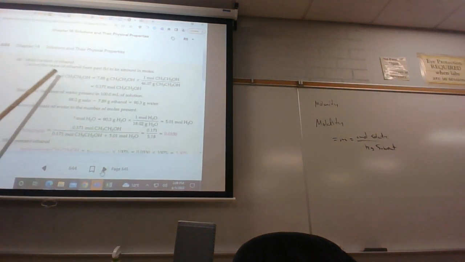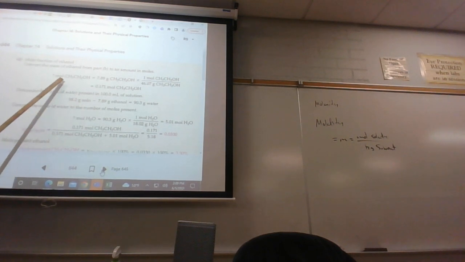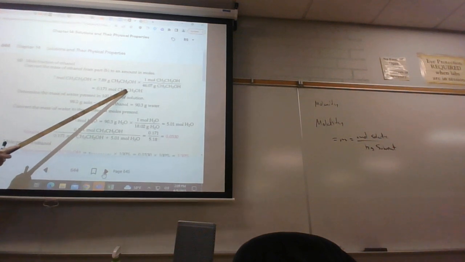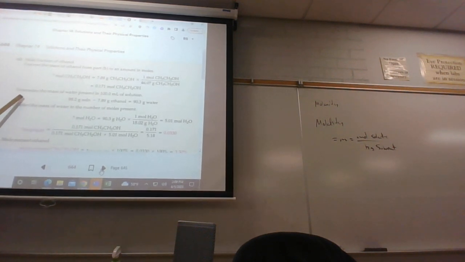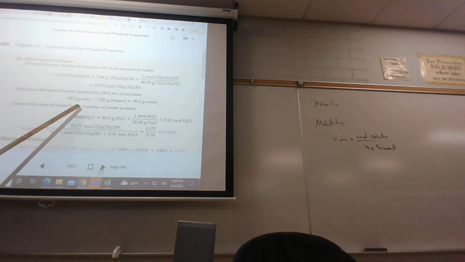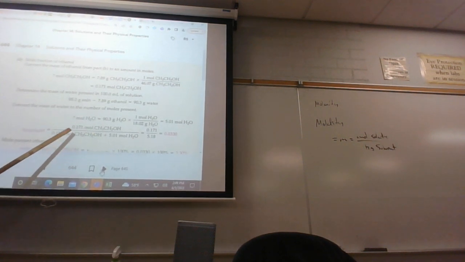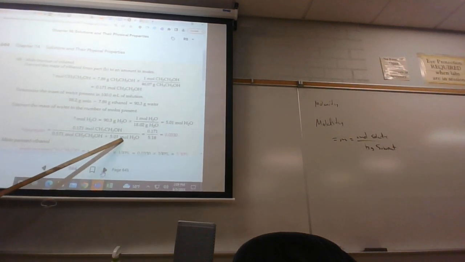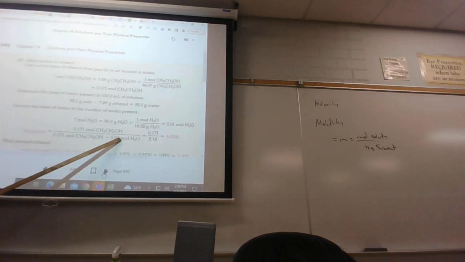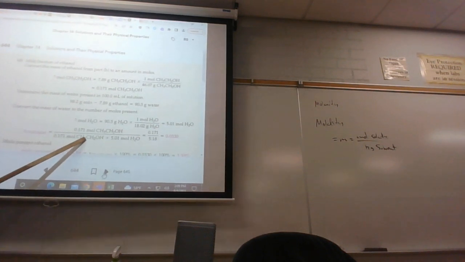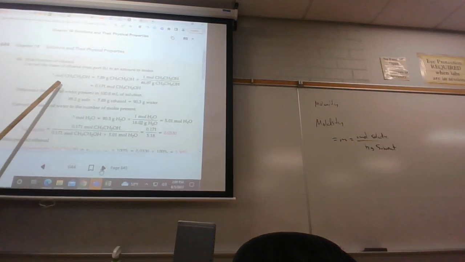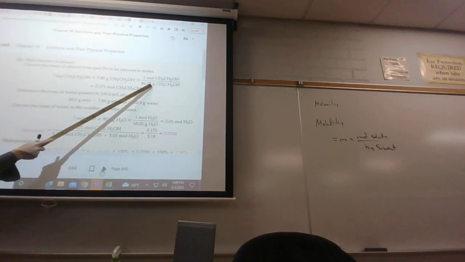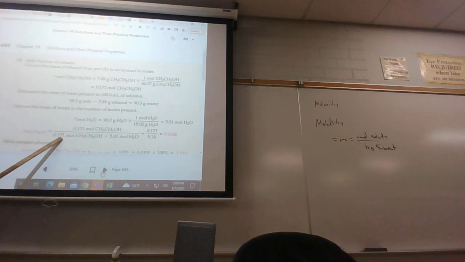The mole fraction is the moles of solute over the total moles. So moles of solute would be the moles of ethanol. So we do a grams to mole conversion, and we get the moles of ethanol. And then we need the moles of solution. The moles of solution consist of moles of solute plus moles of solvent. The solute plus the solvent gives us the solution. So the moles of solute is just how many milliliters of ethanol we use, converted to grams. Once we get the grams, we convert it to moles. So we have that calculation here.